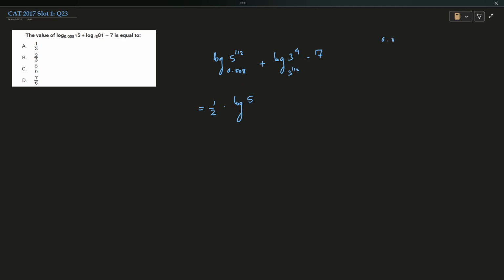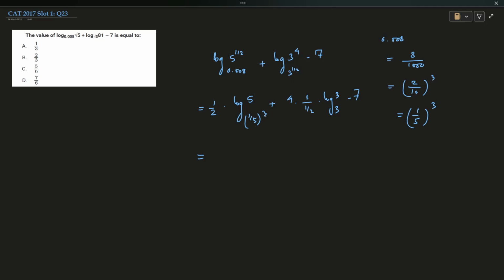What is 0.008? This can be written as 8 by 1000, right? What is 8 by 1000? This can be written as 2 by 10 whole cube, or this can be written as 1 by 5 whole cube. So I can write 1 by 5 whole cube. I have plus 4 will come outside, half will come outside again, right? Log 3 to the base 3 minus 7.